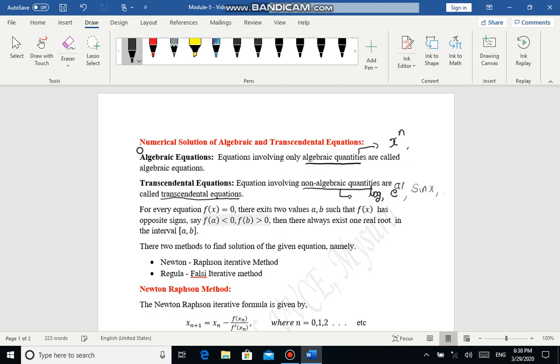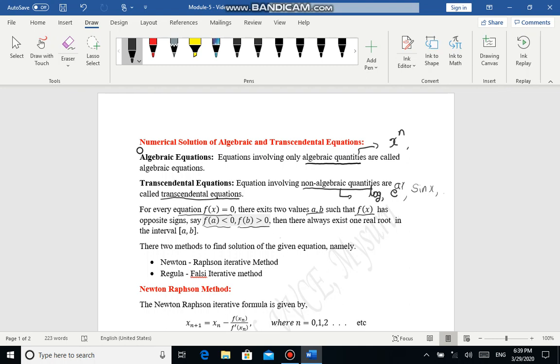Before finding the solution of a given equation, we first need to find the location of a root, meaning x lies in some real interval. For any equation f of x equal to 0, there exist two real numbers a, b such that f of x has opposite signs. That is, when you replace x by a, f of a may be negative, and when you replace x by b, f of b may be positive.